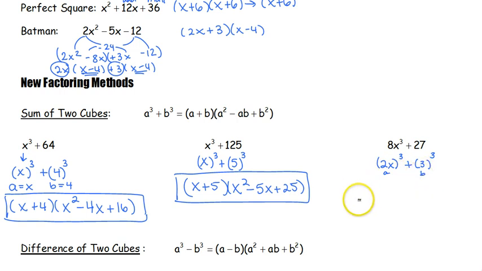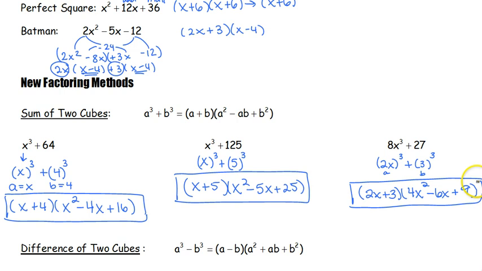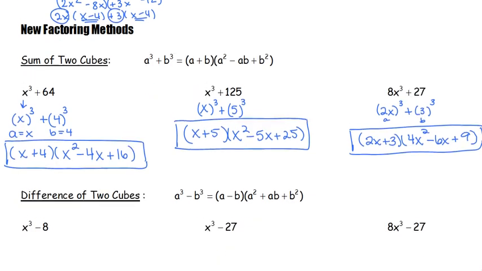And then we do it the exact same way. A plus b, and then a squared. Now you're squaring that whole quantity, so it's 2x times 2x, which gives you 4x squared, minus a times b. 2x times 3 is minus 6x, and then your b squared, which is plus 9. Alright, so that's one new factoring method.